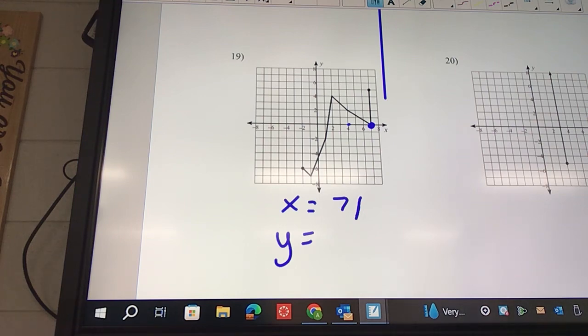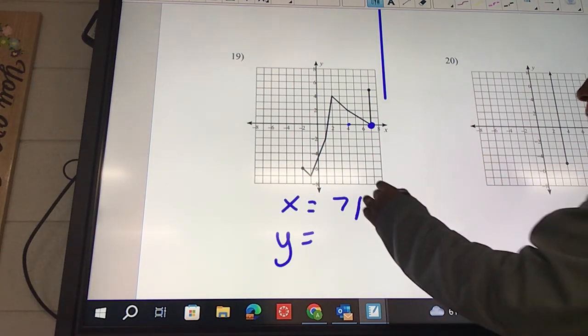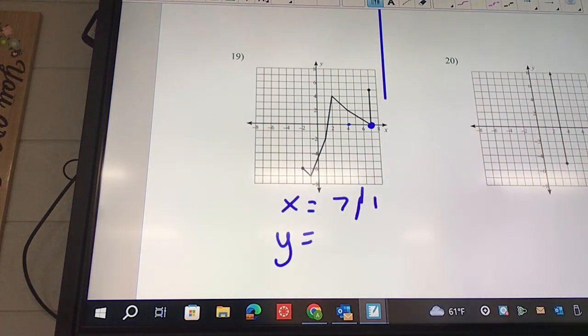Other than that, I don't care. If you want to write down 1, you can write down 1. If you want to write 1.25, you can write that. I'm going to go with 1 because that's what Michael said first. But anywhere between 1 and 2 is totally fine.